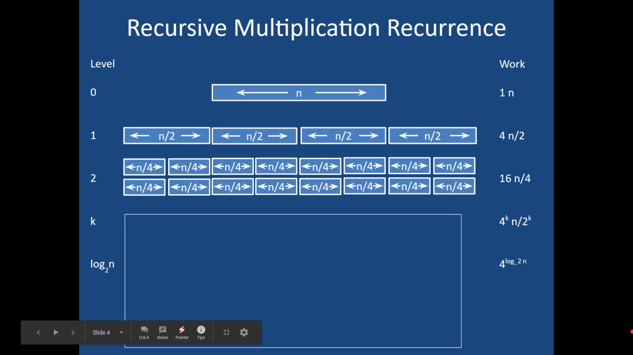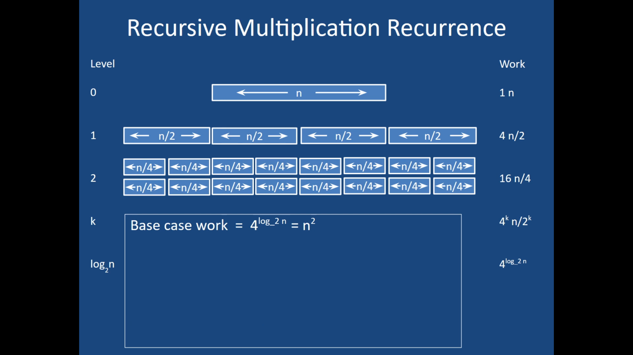Let's add it all up. 4 to the log base 2 of n turns out to be n squared if you do some simplifications. So we hit the base case a whole bunch of times. Add all those up, we're doing n squared work. The rest of it, if we add up all the other levels, we get this. And that series, 1 plus 2 plus 4, that's powers of 2. And so we know that the sum of the first k powers of 2 is 1 less than the next power of 2. So we get that.